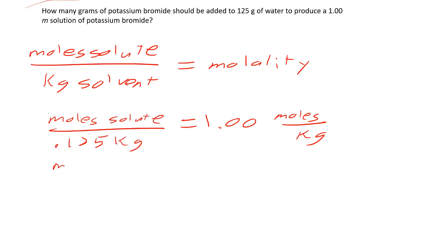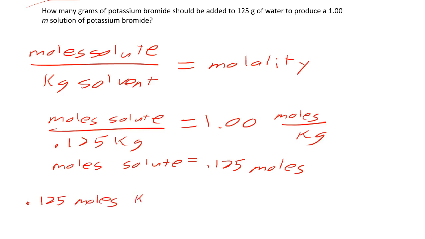So to do that, I get moles solute is going to be equal to 0.125 times 1, which is 0.125 moles, because the kilograms cancel. Now, we want to convert this to how many grams? So we have 0.125 moles, and since we have potassium bromide, that's KBr. And then we need to use our molar mass. Let me see, where's my periodic table?